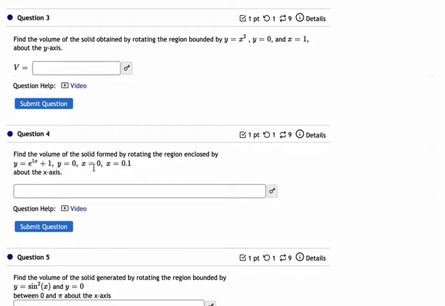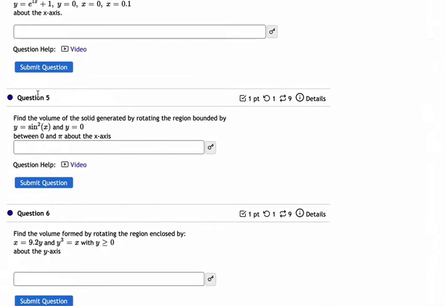So I think in this one, they kind of give you the bounds of integration and they give you the two different curves. And you'll note that one of those curves is itself the x-axis. So question 4 will be kind of like 1 and 2 in that it'll be the disk method as opposed to the washer method. Question 5, kind of more of the same.